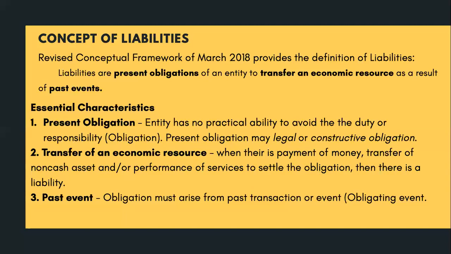And last is past event. What do we mean by past event? One of the essential characteristics is that the obligation must arise from a past transaction or event. This is the obligating event. Because of this past event, the present obligation is created, and because of the present obligation, the entity needs to transfer an economic resource to settle the obligation.